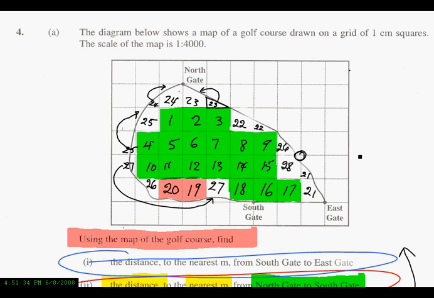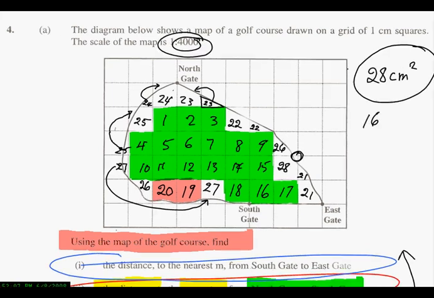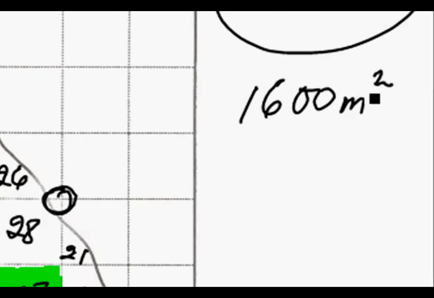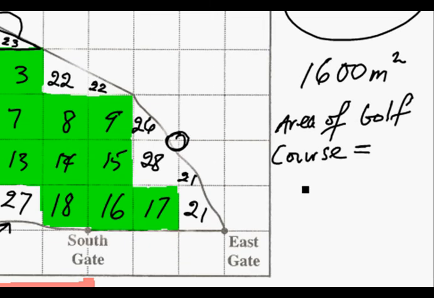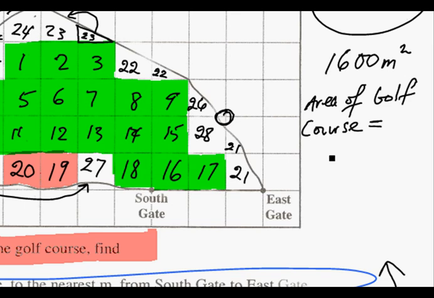So there we have it. We get the full area. It's 28 centimeters squared that's covered on paper, and each is 1600 square meters. So to find the area of the golf course, you're going to write it neater than this. Follow me, I'm trying to do something quick here. Try to write much better and more orderly than me, but I want you to understand this.